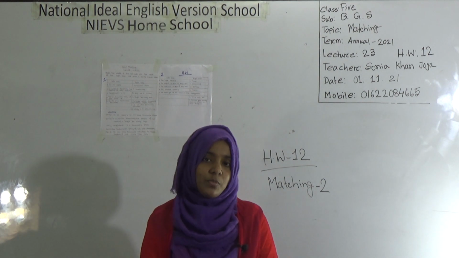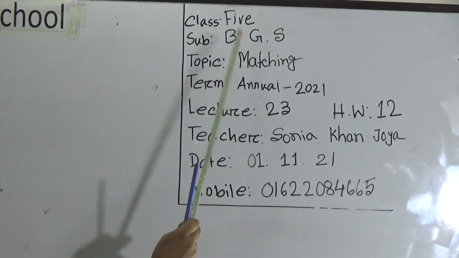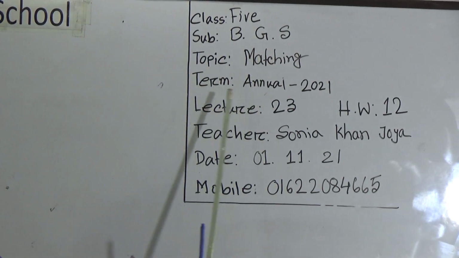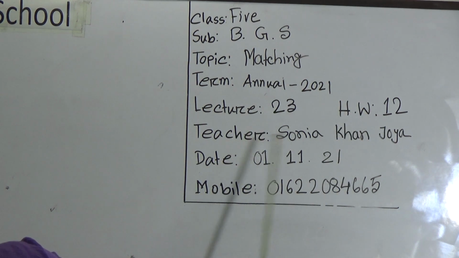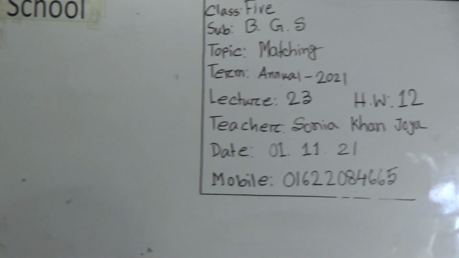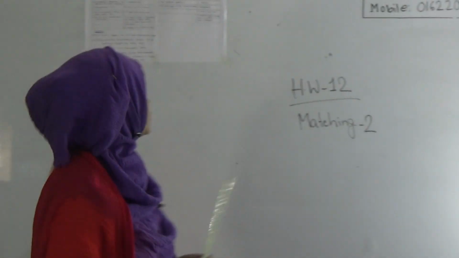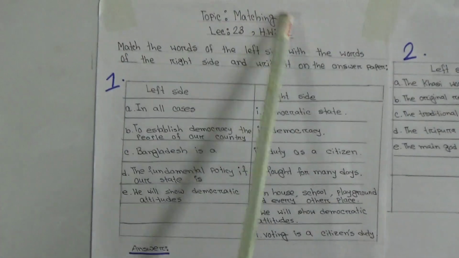Topic: matching. Look at the board, my students. Class 5, subject BGS, topic matching. This is annual term, lecture 23 and homework 12. This is your teacher's name, this is the student's date, and this is my mobile number. So my students, let's start today's topic. Matching, lecture 23, homework 12.